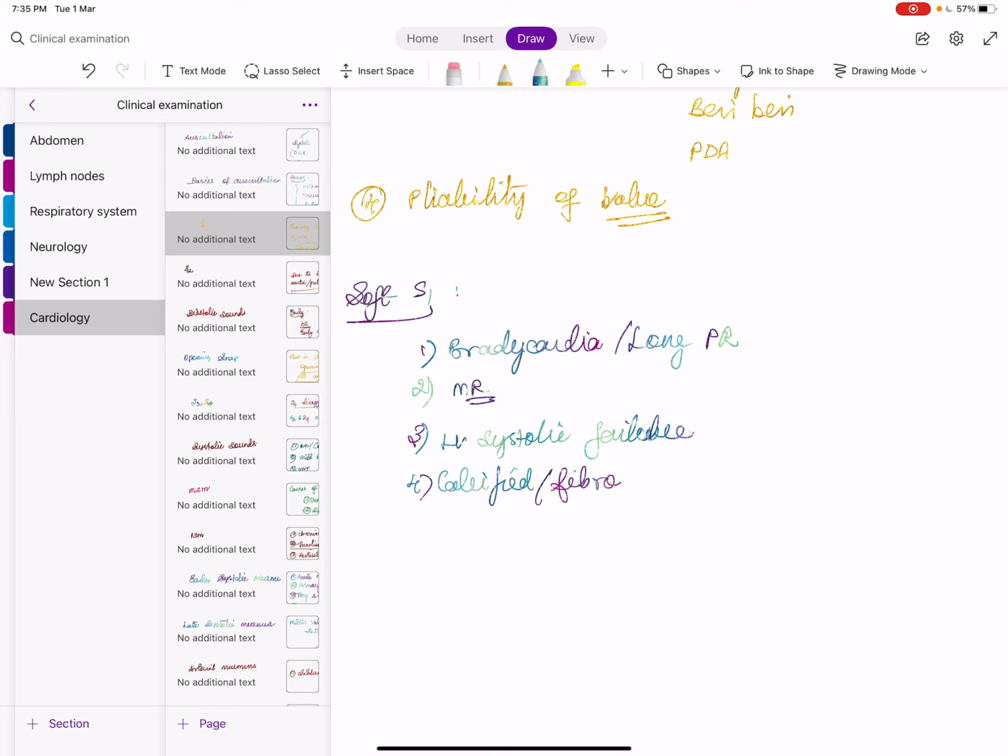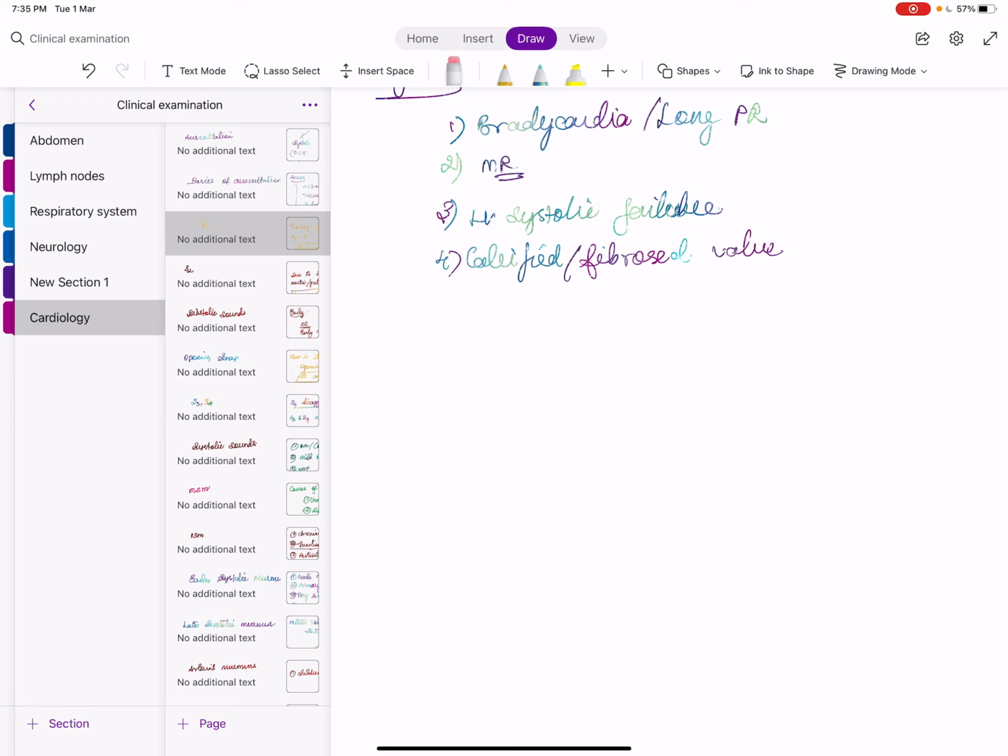Okay, so this is the order you go. Then after this, you have to auscultate the neo-aortic area. Any other areas? Then some special situations are there which we will discuss.